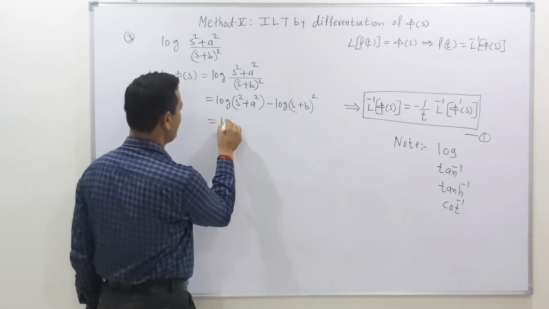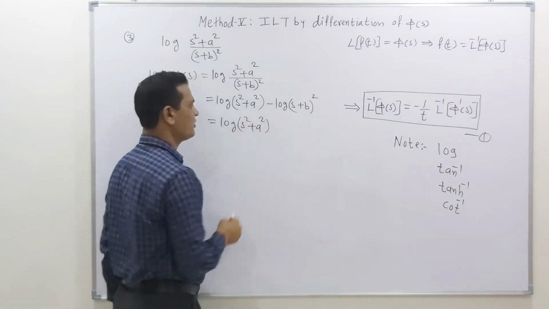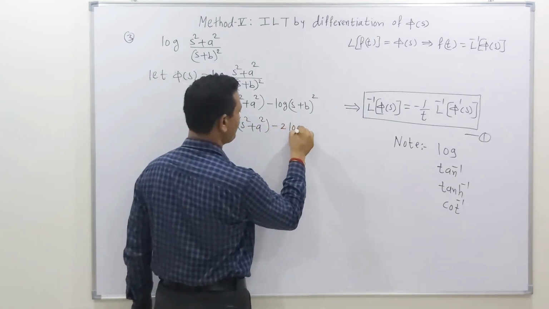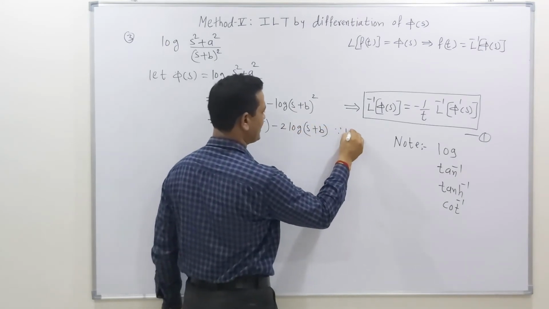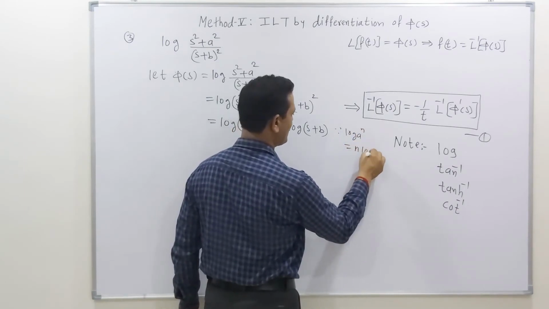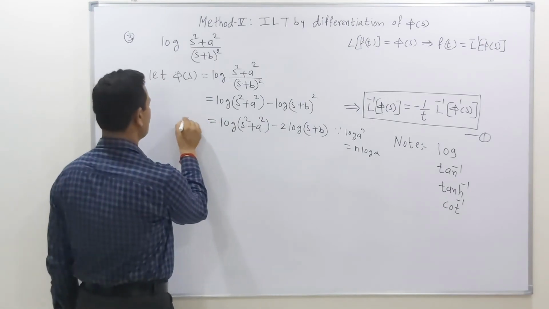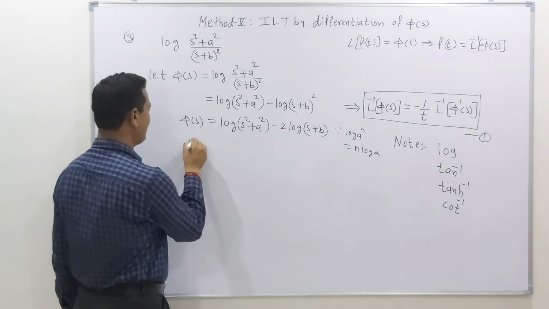So now again, if we apply the log rule, then we can write this as log of s square plus a square as it is, minus 2 times log of s plus b. Since we apply the concept log of a raised to n is equal to n times log of a. So this concept we apply here. Now this equation is in our standard form, phi of s. Let's find its derivative.